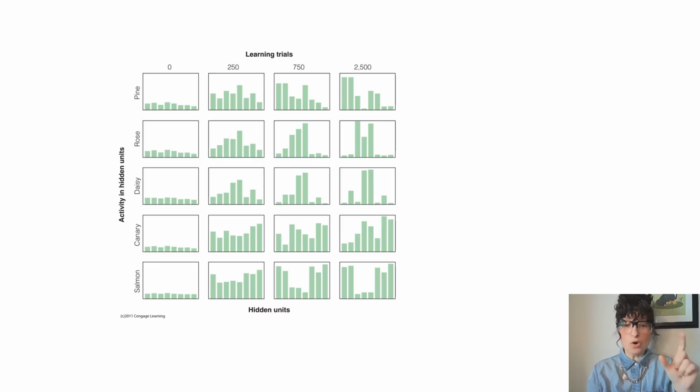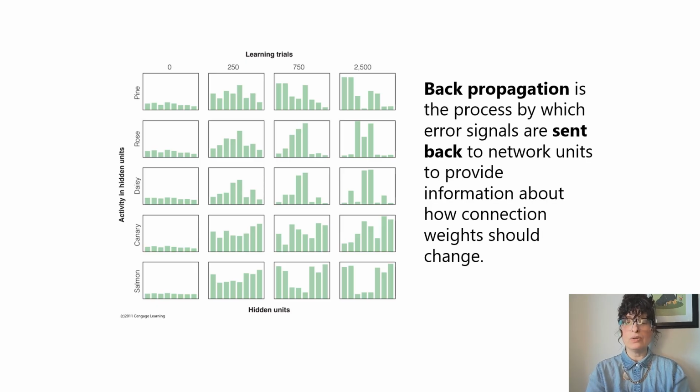Moreover, one of the things I think is really interesting about this model is that we know already that of these categories, a daisy and a rose are going to be the most similar. If you look at the pattern of activation, those are the 2 categories that have the most similar patterns of activation too. So you can literally see their similarity through these patterns of activation. So backpropagation is the process by which these error signals that get generated are sent back to network units to provide information about how connection weights should change.